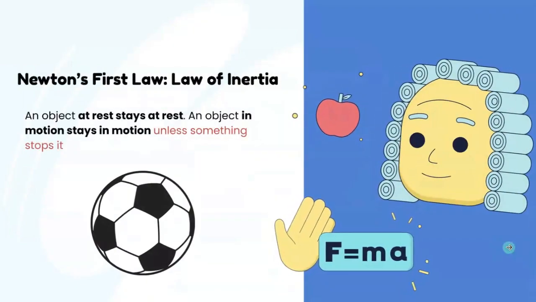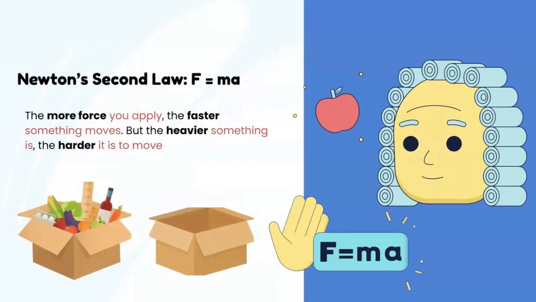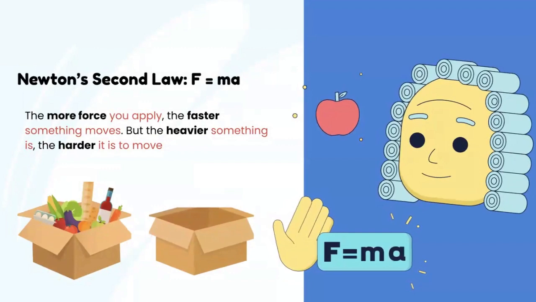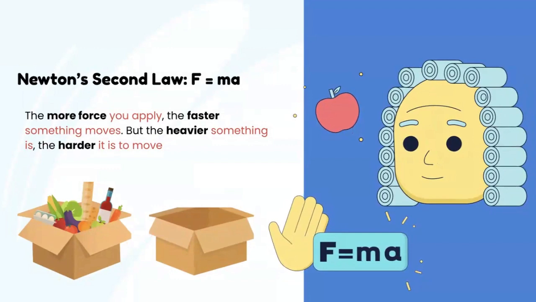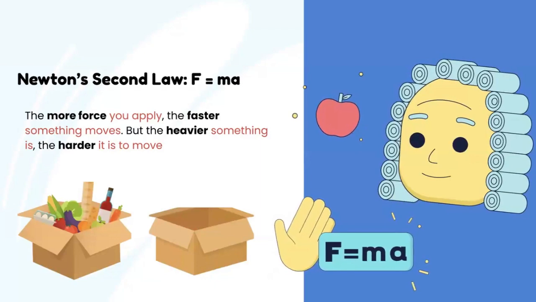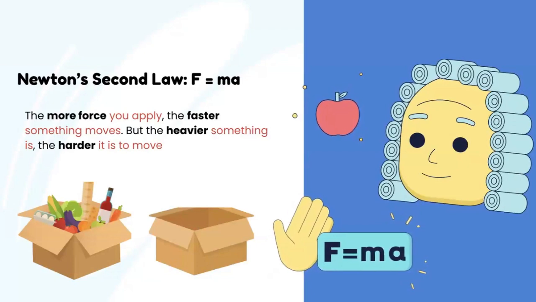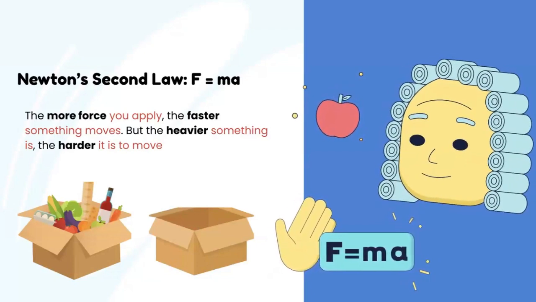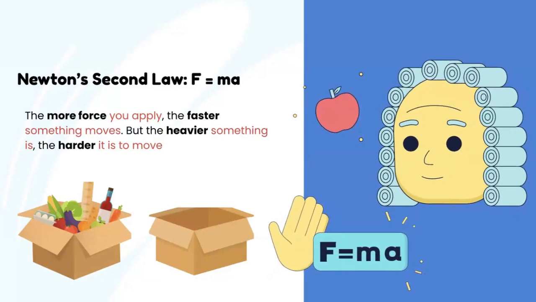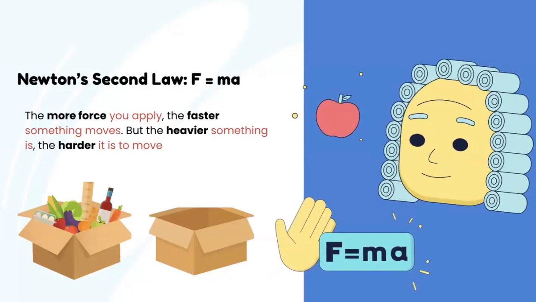Okay, so that was Newton's first law. And Newton's second law is force equals mass times acceleration. That's the equation we get out of his law. But Newton's words were basically, the more force you apply to something, the faster it moves. But the heavier something is, the harder it is to move. This might seem like common sense at first. Of course, if something's heavier, it's going to be hard for me to move.